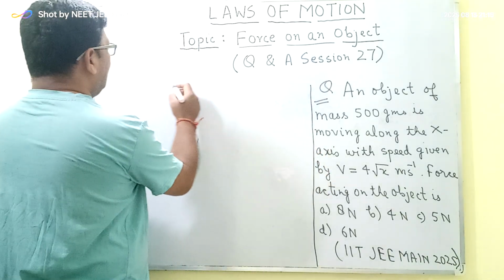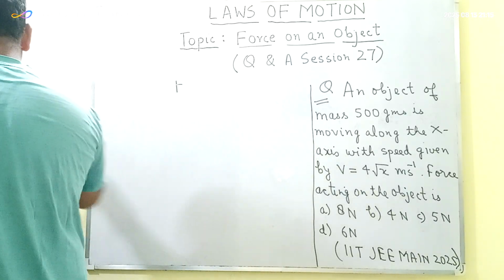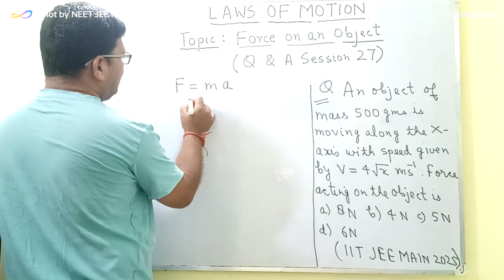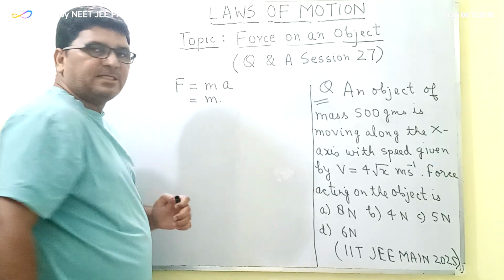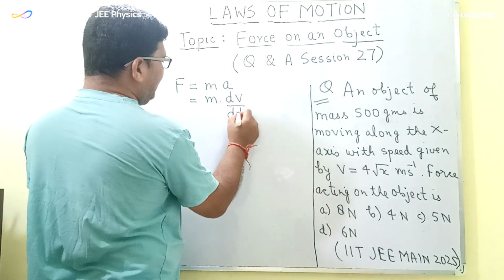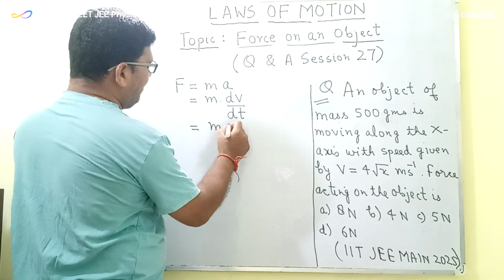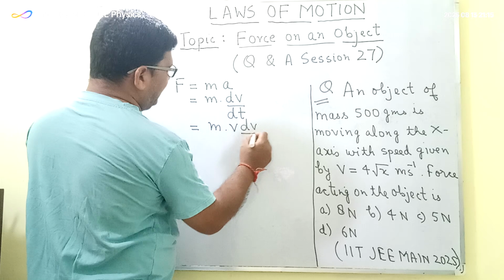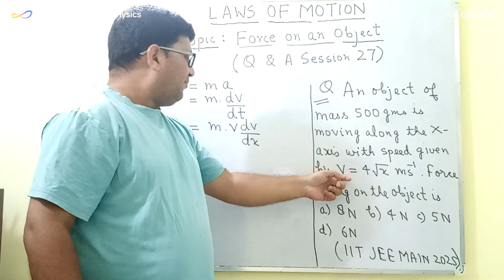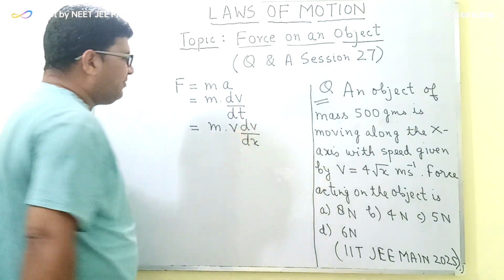We know that force is equal to mass into acceleration. Now acceleration can be written as dv upon dt, and this can further be written as m into v dv upon dx. So simply we have to find the value of dv upon dx, or we can say that we have to find the value of v dv upon dx.